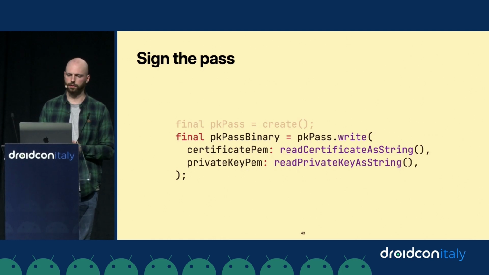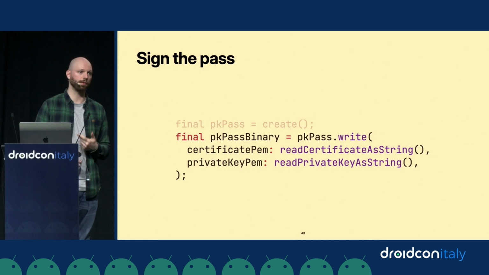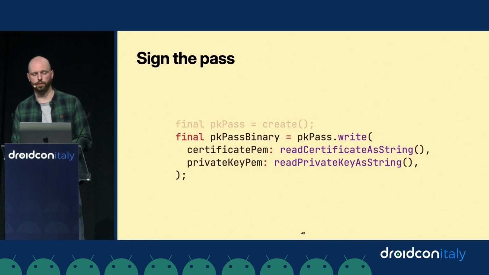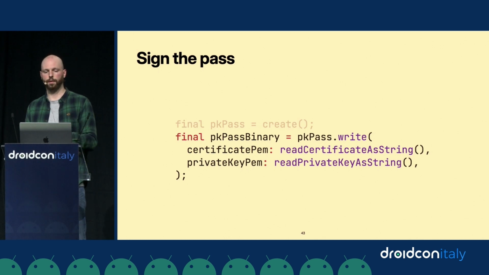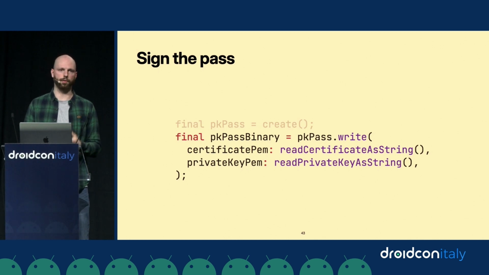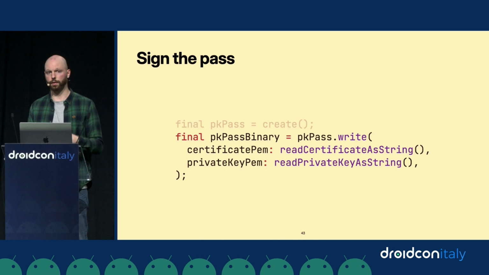The signing process essentially works by getting a certificate, which you have to get from the Apple developer portal. And then you also get a private key. You have to read those as strings and pass it to this write method. And then you execute it, and you get the binary file at the end, which you can then distribute to your users.